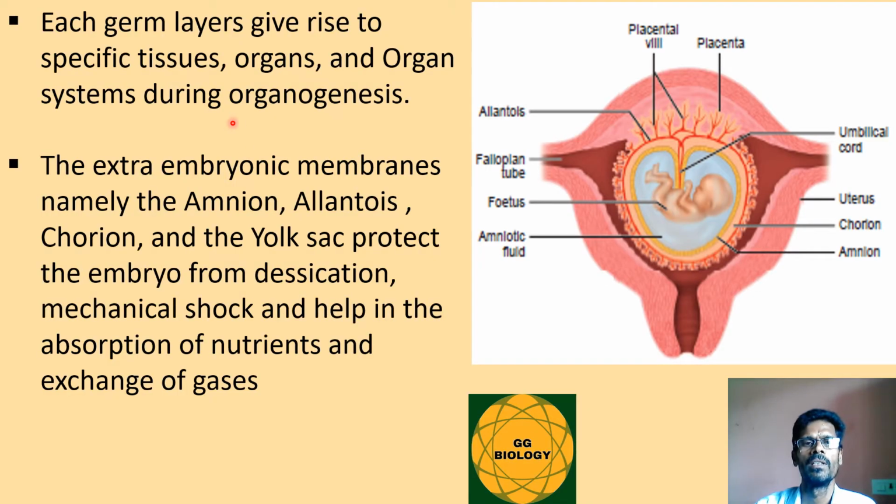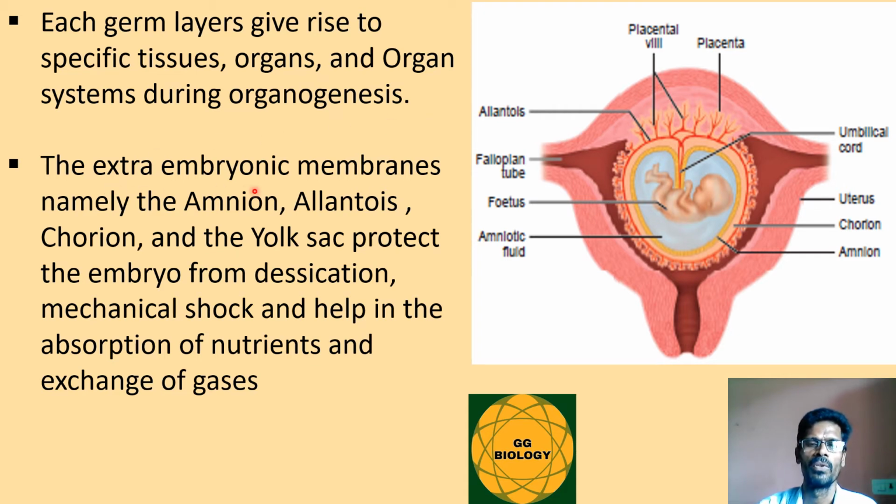The next is organogenesis. Organogenesis is nothing but the process of formation of organs from the three germ layers, namely ectoderm, mesoderm and endoderm. So formation of organs from these germ layers gives rise to specific tissues, organs and organ systems. So various types of tissues, different organs and organ systems usually form from these three germ layers. Such a process of formation of organs is called organogenesis.